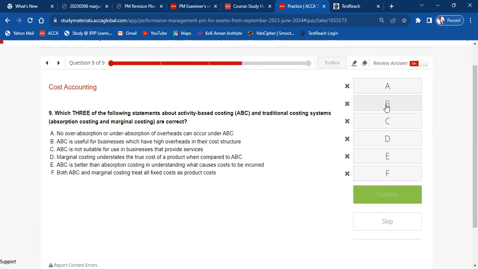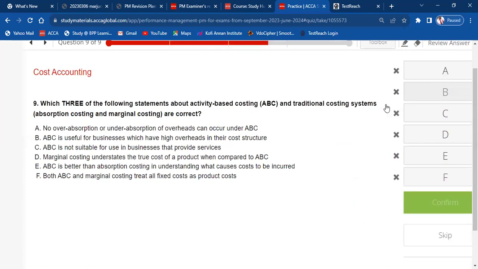Which 3 of the following statements about ABC and traditional costing systems are correct? Okay, let's do this one in 1 minute. Which 3 of the following statements about traditional costing systems, that's absorption and marginal costing, are correct? You've got to select 3. I will knock off C. I'll strike out C altogether. "ABC is not suitable for businesses that provide services." No, service businesses can also use ABC because they engage in activities also. C is out for me.